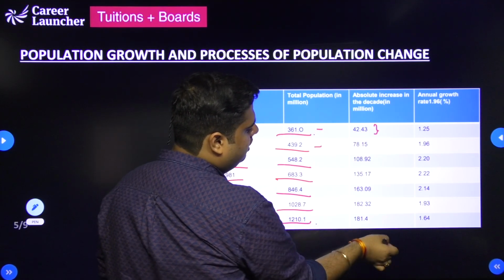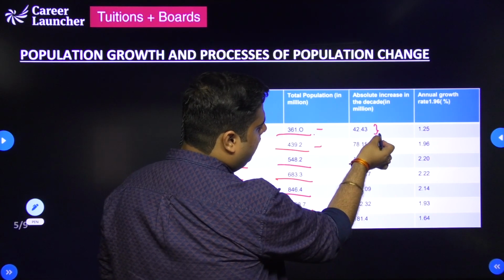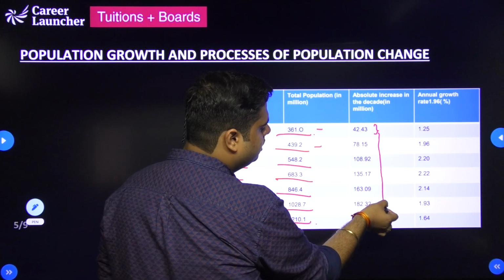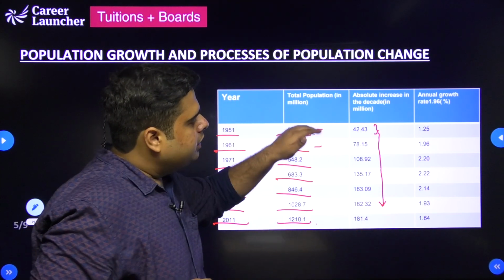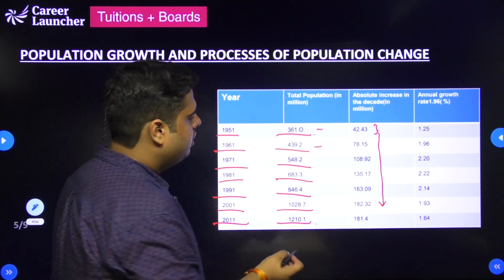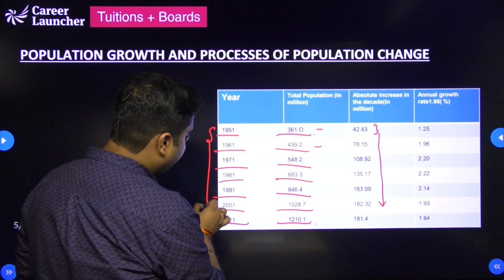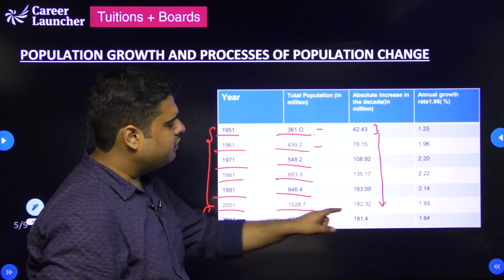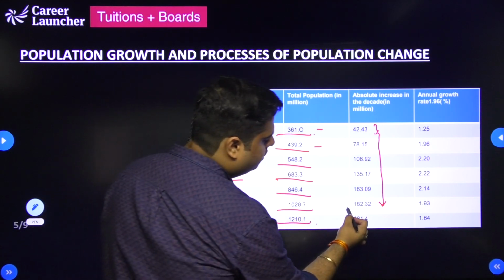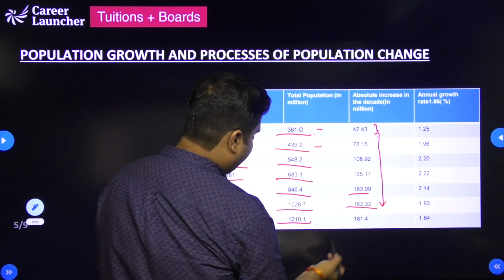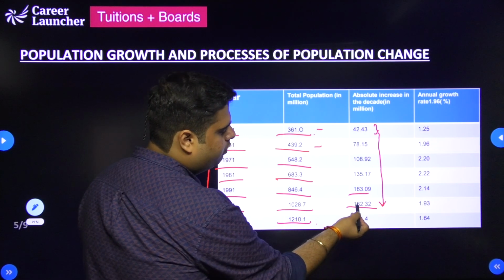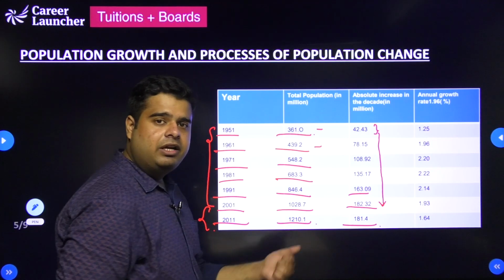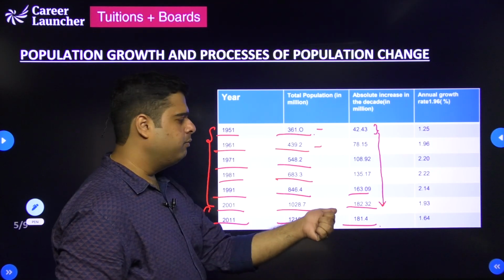So we can say, and we can understand that on average, the rate of population increase was continuously in a positive direction from 1951 until 2001. And after 2001 to 2011, it was a minor dip. As you can see, the growth during the 1991 to 2001 period was 182 million. But in 2001 to 2011, it was just 181.4 million.